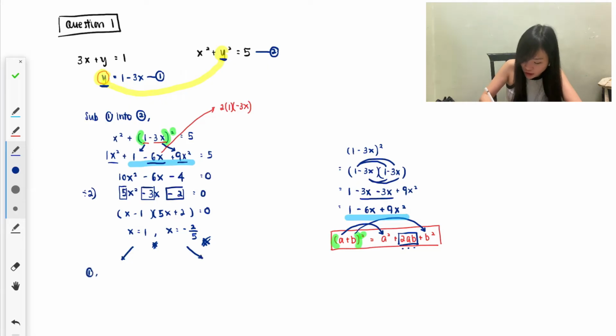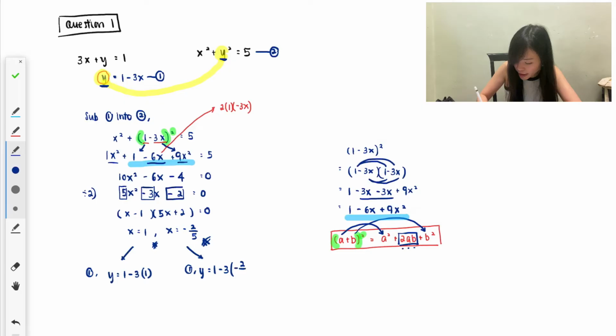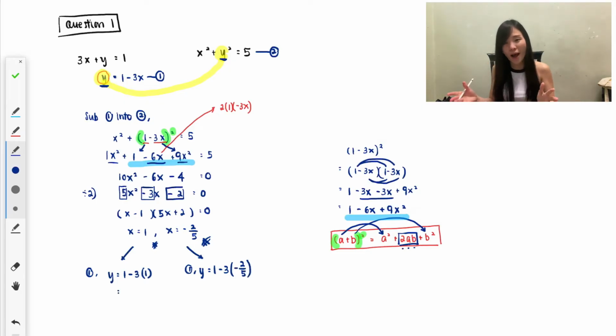Based on what I see on top, I think equation 1 looks more simple. So I will sub back to equation 1. Remember, when you sub back, you got 2 x answers, then you should have 2 y answers. So you will sub both x answers into the y equation, and then you should get 2 y answers as well. How do you get it? You can press the calculator.